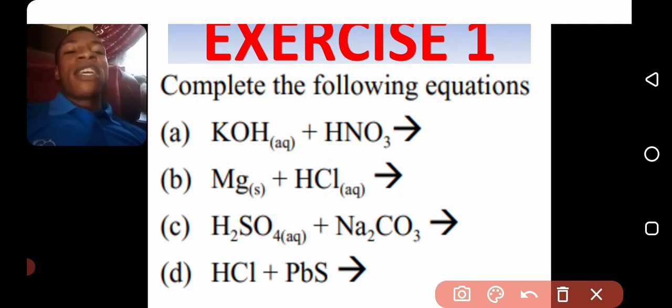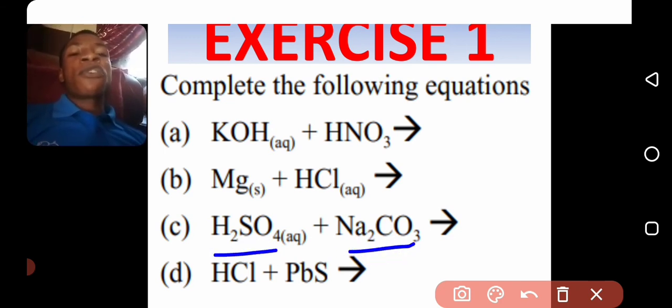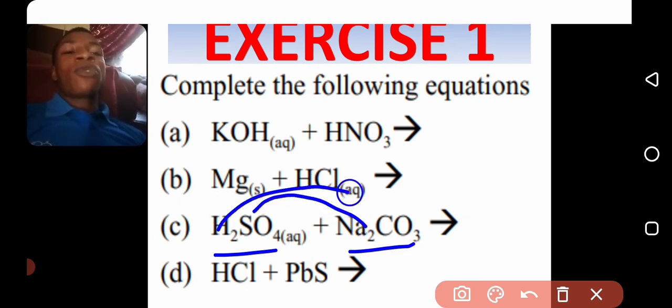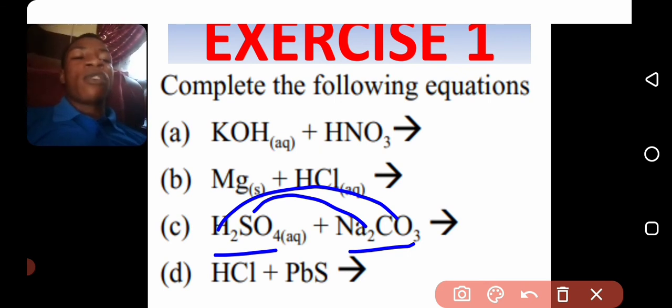So here we are having H2SO4 and Na2CO3. That's an acid and a carbonate for salt. You are expecting a salt from here. Then H2CO3 will give you water and carbon dioxide.